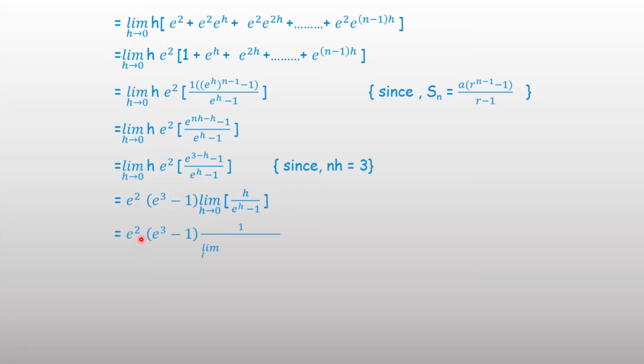Then in the next step we can write e square into (e cube minus 1), times 1 upon limit h tends to 0 of (e power h minus 1) upon h. You have already covered this identity in limits and derivatives: the value of limit h tends to 0 of (e power h minus 1) upon h equals 1. Therefore the value of this whole denominator is 1, and you get the final result e square into (e cube minus 1). Therefore, integration of e power x dx from 2 to 5 equals e square into (e cube minus 1).